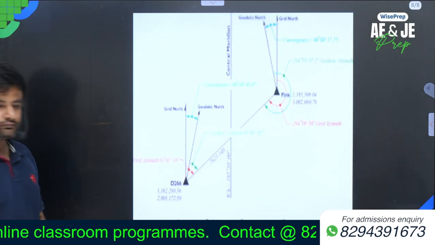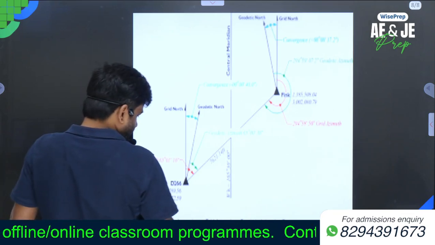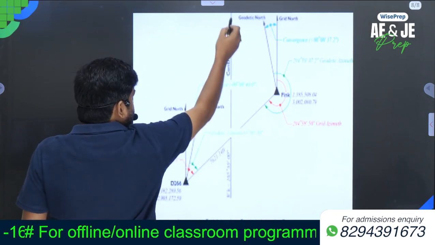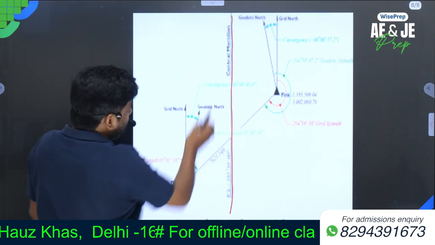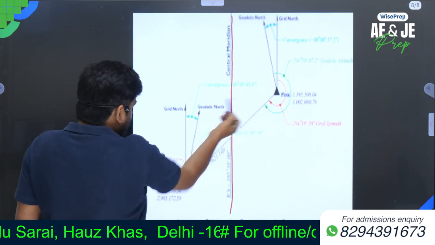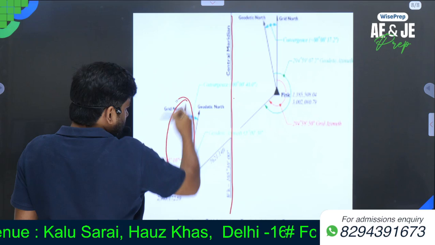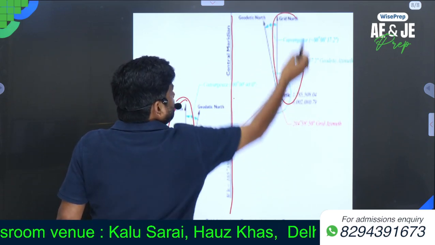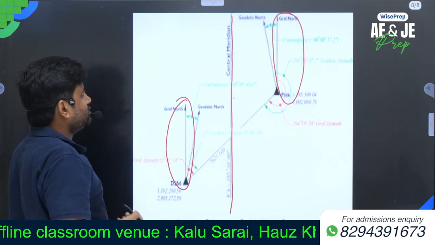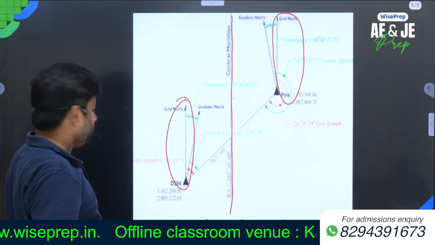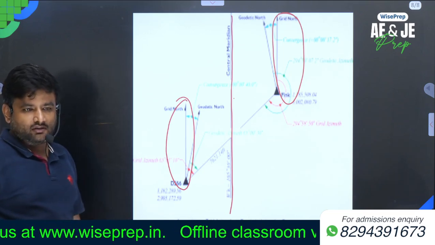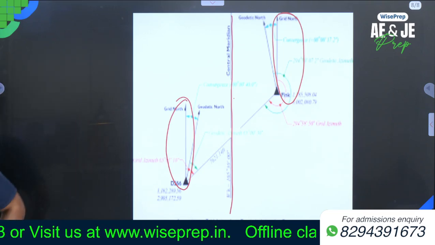Let's see here. This is the central meridian. This is written central meridian. Parallel to this, I am taking this meridian. Parallel to this. So this is the grid meridian. Grid north, grid south. All right. Next, write down.